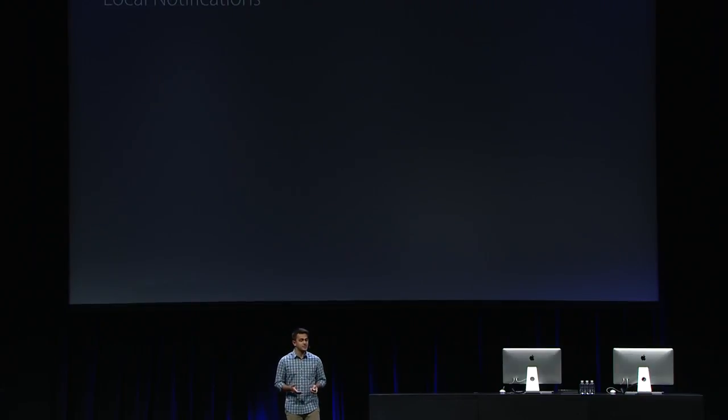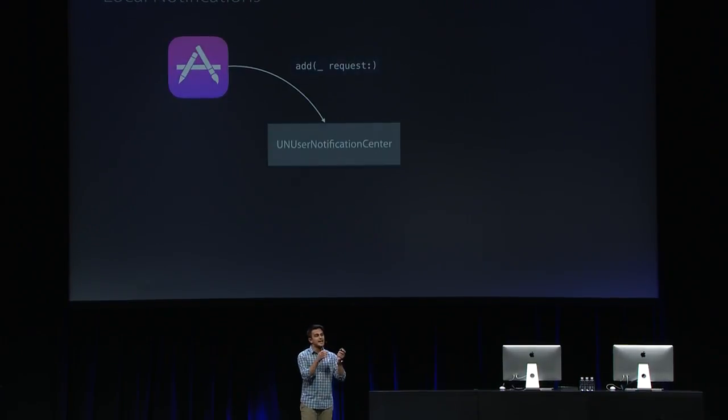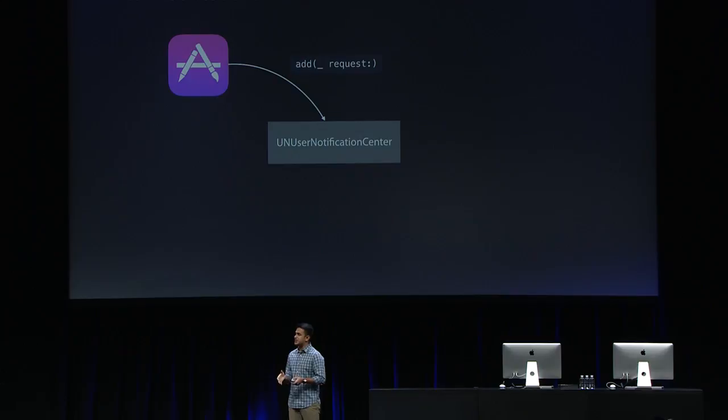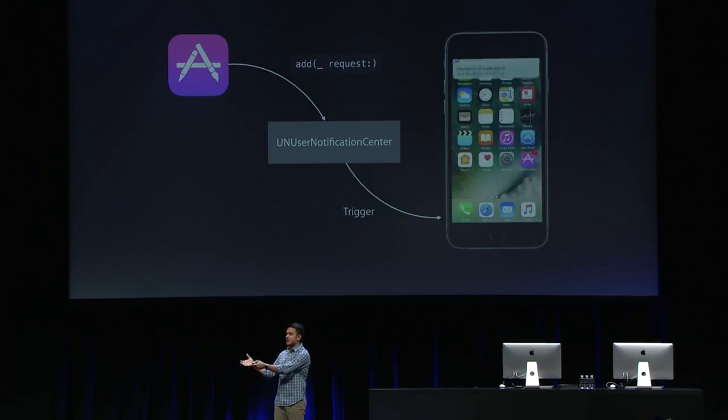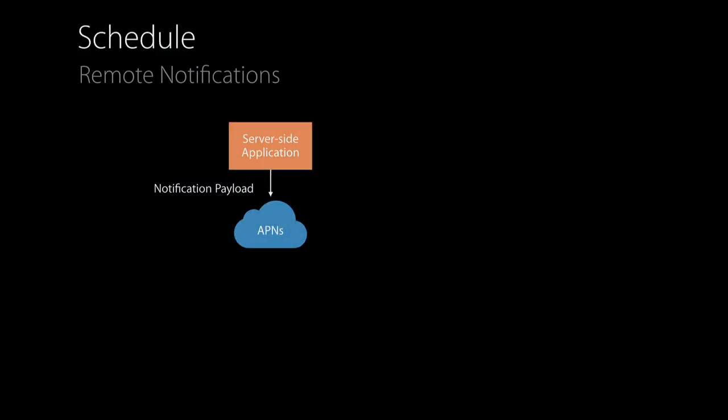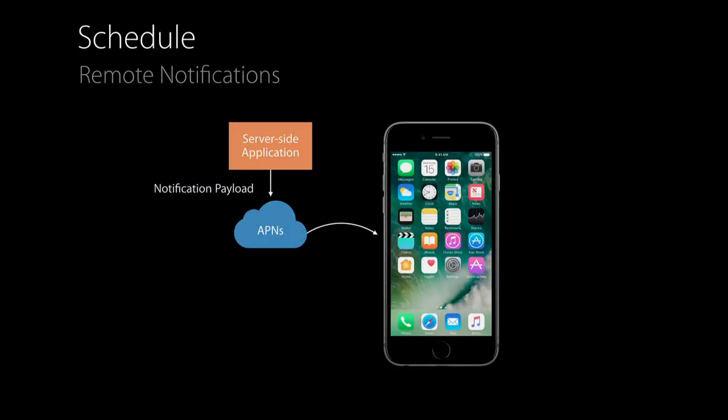For local notifications, this is as simple as calling add request on the UNUserNotificationCenter object, which then, on the trigger, the system displays the notification to the user. And for remote notifications, your server-side application passes the payload to APNS, which does a best effort delivery, sending the notification to the user's device. So let's summarize this whole delivery mechanism that we've talked about so far.